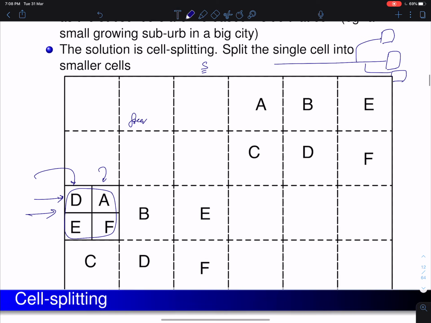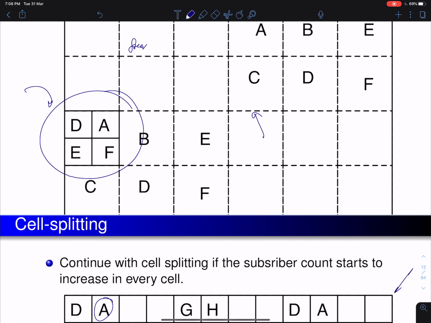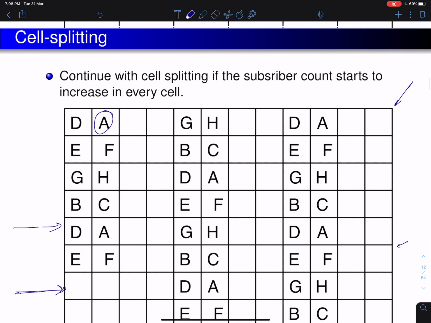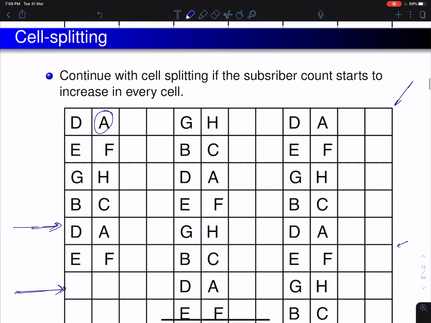So initially we began with large cells like this. Then as shown here, we have applied cell splitting to one region. Now eventually, if the number of subscribers starts increasing in every region, we'll have to do cell splitting for every region. So that will significantly increase the number of users that you can support. Okay, so this was the basic idea, and McDonald didn't stop with this.